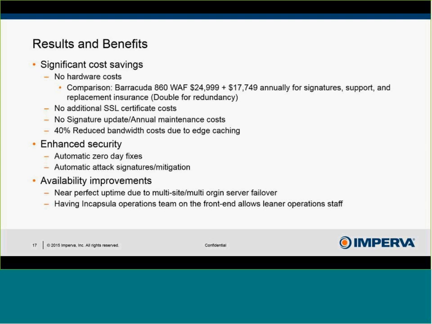Incapsula for other reasons, but cost isn't one of them. I mean, certainly cost is always a factor, but the reasons to use Incapsula in my mind are everything I just talked about up until this point. Pair what you're going to have and what you get. It's a no-brainer in my mind. That's why we've been using them for so long.